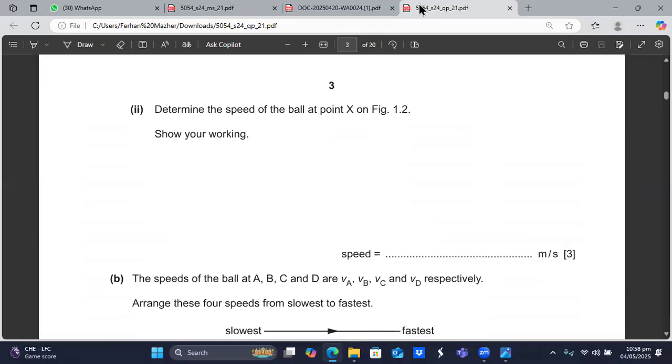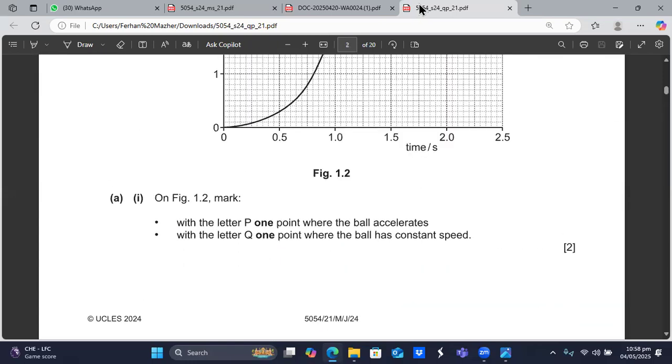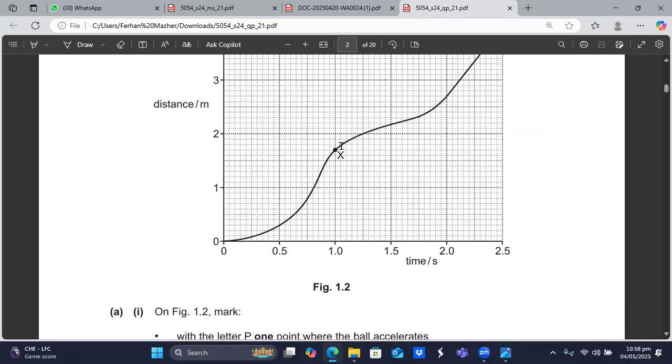He says in the second portion of question number 1A part, determine the speed of the ball at the point X on figure 1.2, show your working. We have to find out the speed at the point X. So if you want to find out the speed at the point X, this is a curve here. So first of all, I will draw a tangent here, and then I will take 2 points on that tangent, and I will find the gradient of that tangent. The gradient of that tangent will be equal to the speed of the body at the point X.